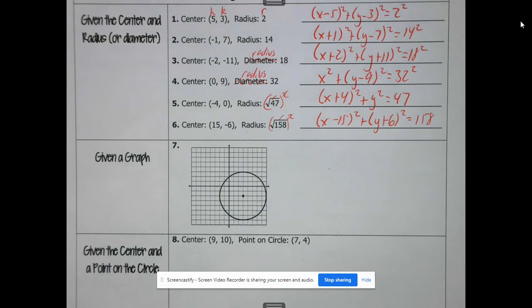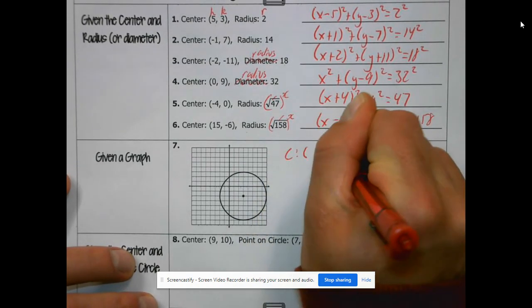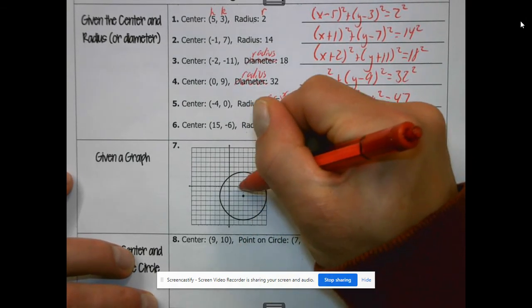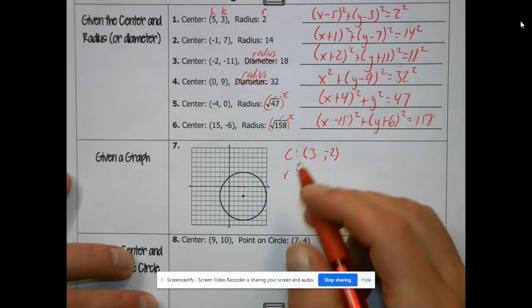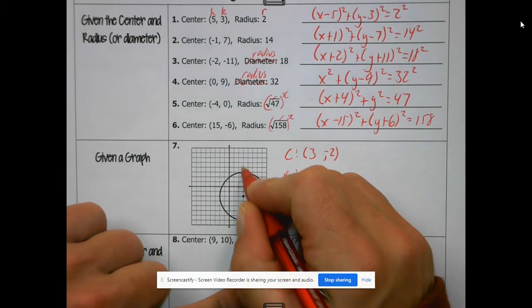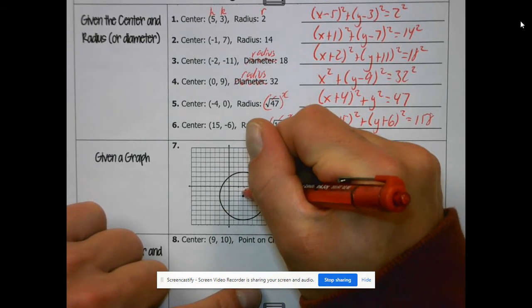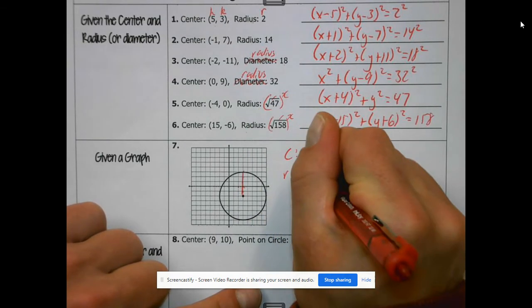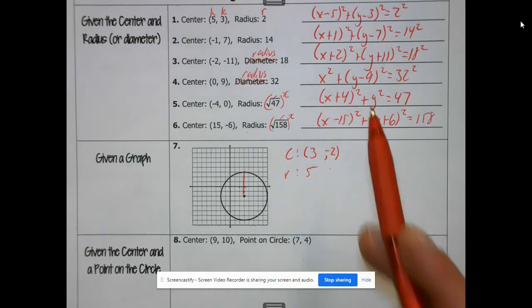How about equation given a graph? Well, you got to pull out 2 pieces. You got to find the center, and you got to find the radius, right? So center, where is that at? That's over 1, 2, 3, down 2. So center's at (3, -2). And your radius, just count boxes vertical or horizontal till you get to the edge of the circle, right? So if I just count up, 1, 2, 3, 4, 5. My radius is 5. Now it's just like we did for numbers 1 through 6. Plug in the center, plug in the radius, and you are done.